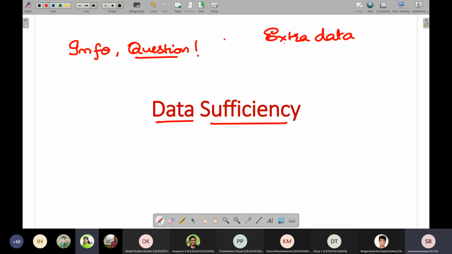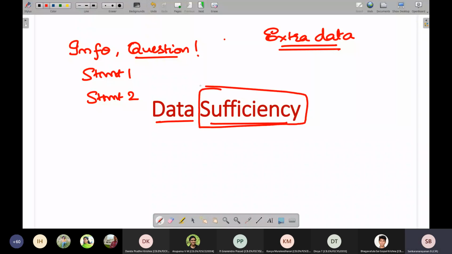So this extra data will be given in the form of two statements, statement 1 and statement 2. You will be seeing two statements. Now, your job is to check whether this extra data is sufficient enough to answer the question or not. That is what you are actually doing here.